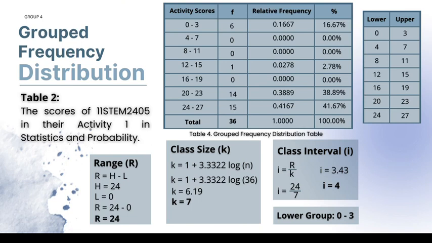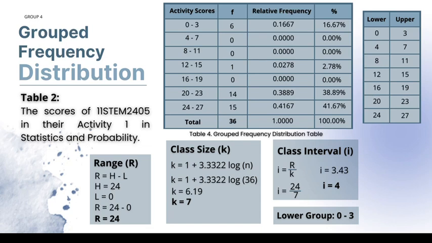So we found the range by subtracting the lowest value from the highest value. We found the class size by using the Sturges rule, and we found the class interval by using its formula. And we use these to find the group frequency distribution. So as you can see in the table, we have the intervals in our left column. So we have 0 to 3 and so on and so forth up to 24 to 27.